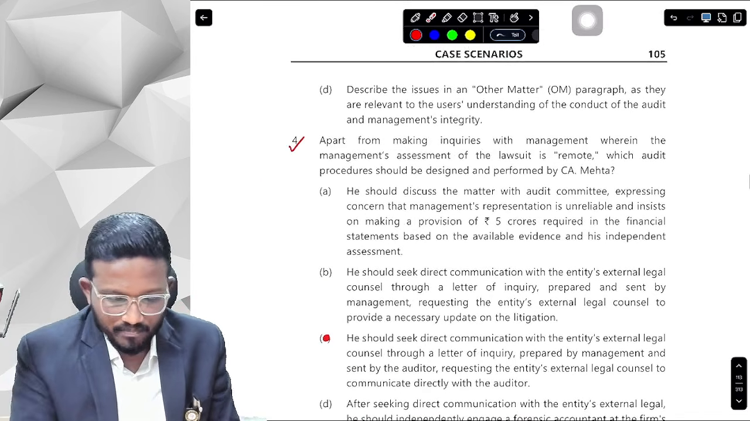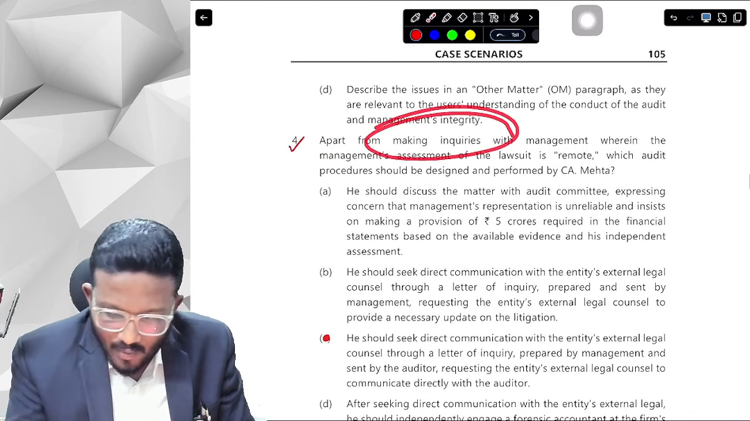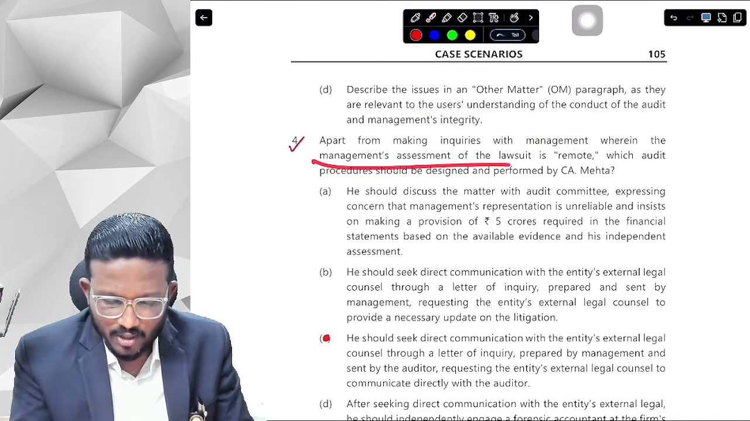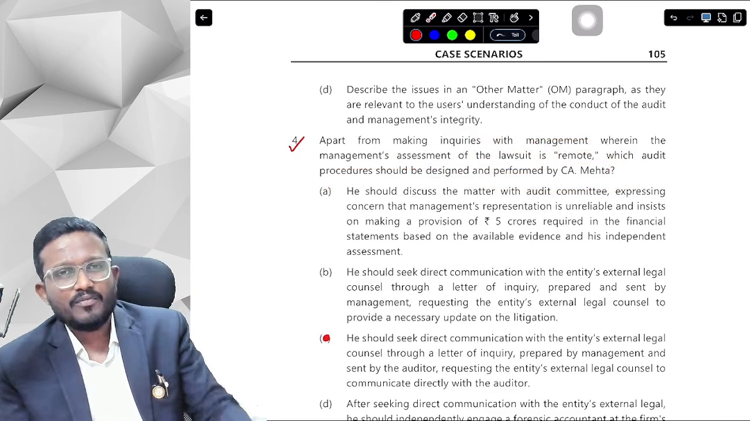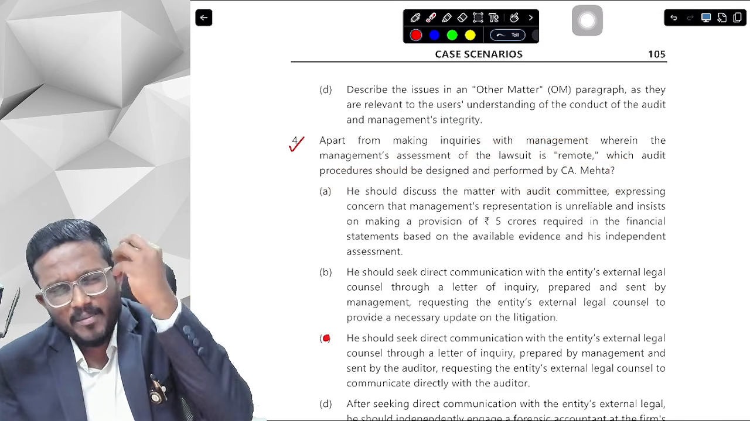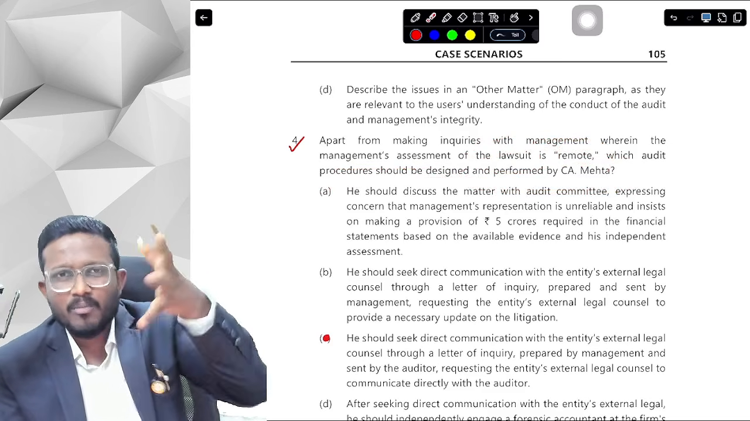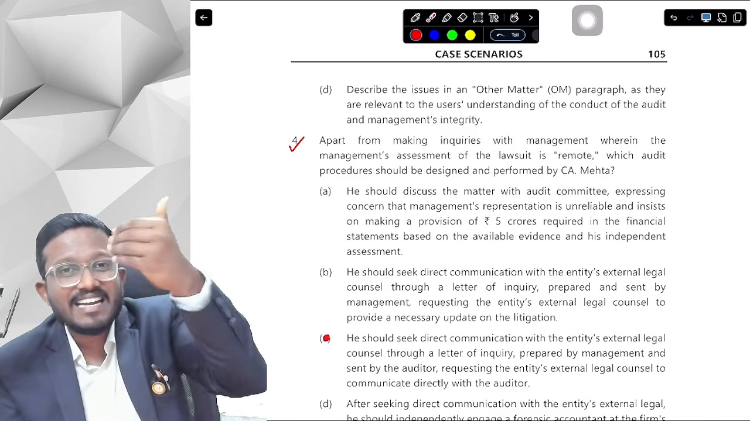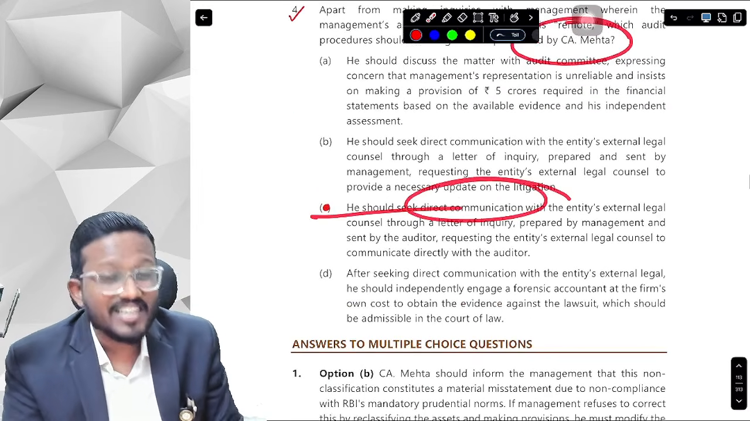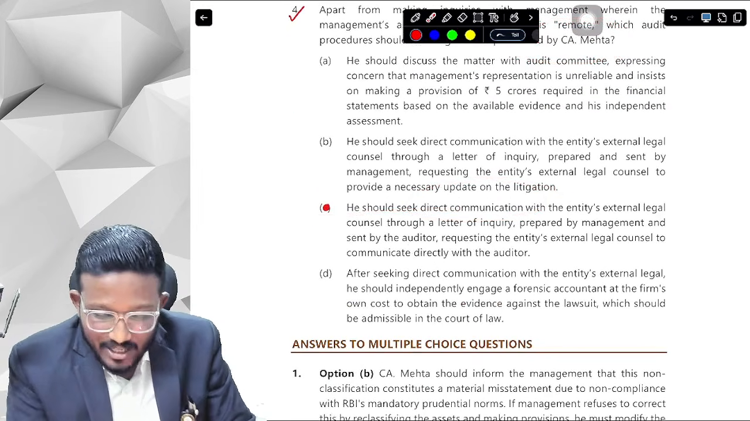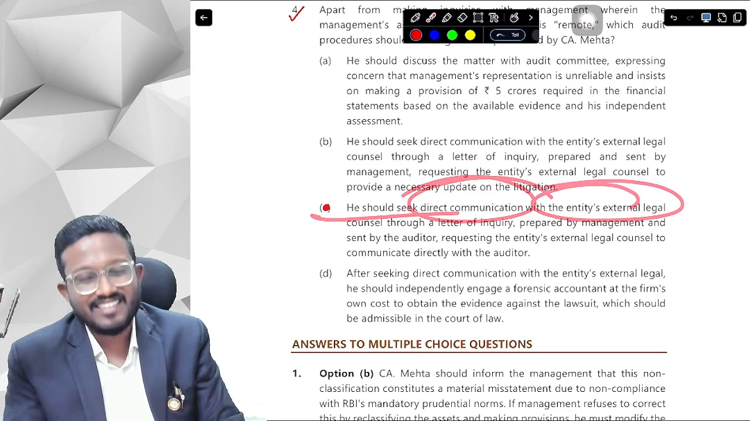Now, apart from making any inquiries with the management regarding the management's assessment of lawsuit is remote, which audit procedures should be designed and performed by CA Mehta? So we are assessing and performing all the procedures regarding the outcome of the lawsuit. Now what procedures I need to perform as an auditor of the company? So we need to seek direct communication as per SA 501. We need to seek direct communication with the entity's external legal counsel.